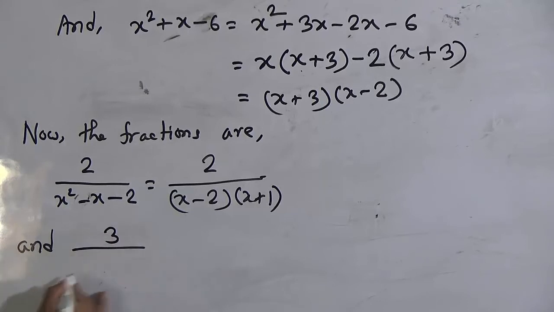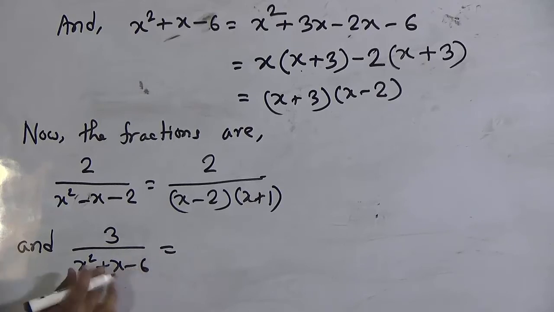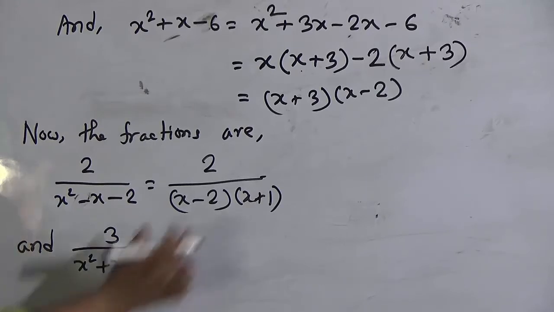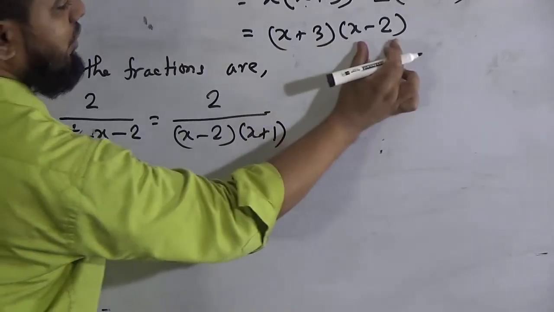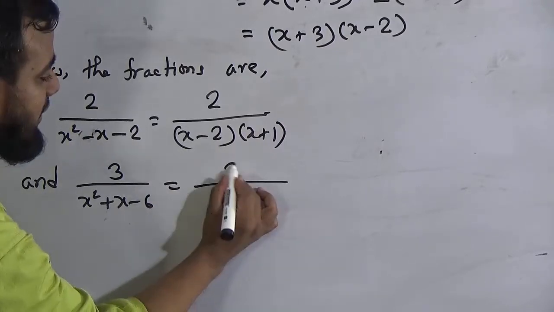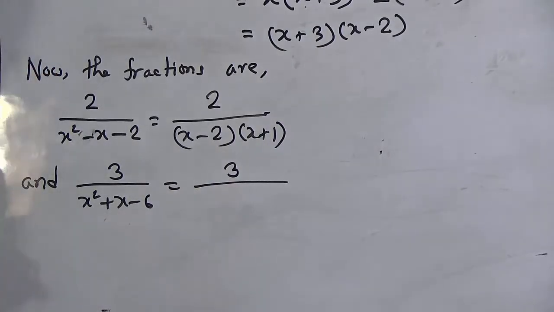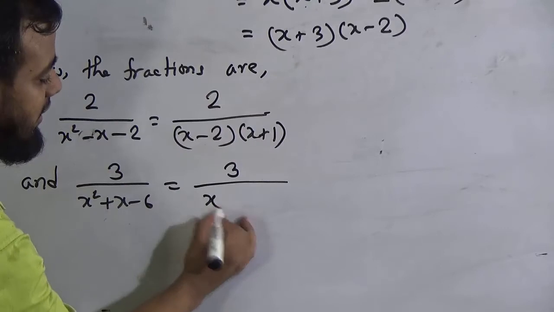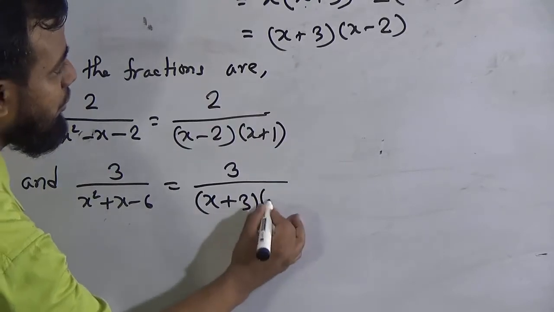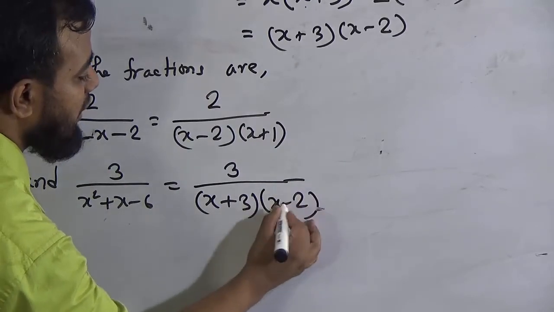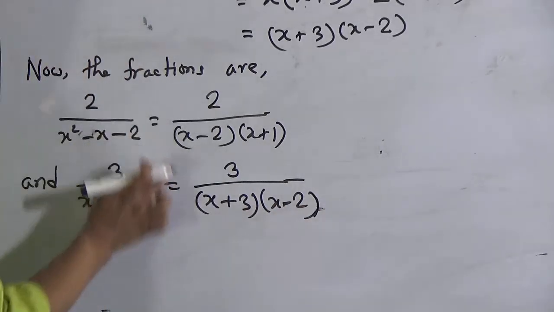So 3 divided by x square plus x minus 6, and already we factorize this one. x square plus x minus 6 is equal to x plus 3 into x minus 2. So we can write down in the place of x square plus x minus 6, x plus 3 into x minus 2. Okay, these are now our fractions.